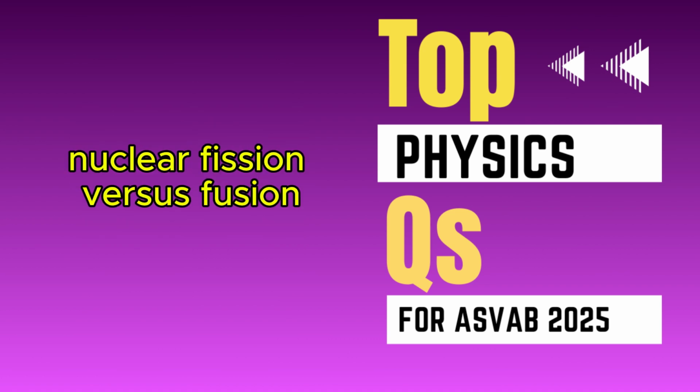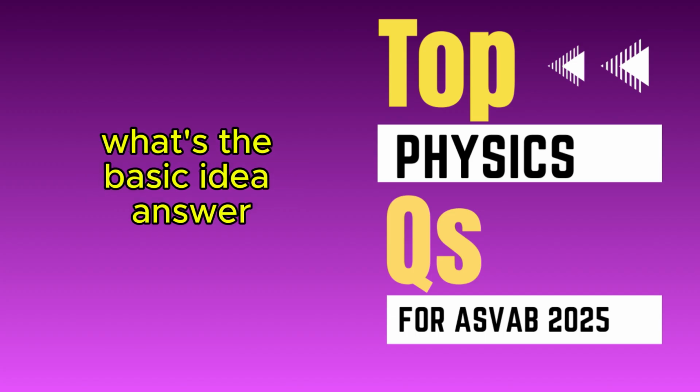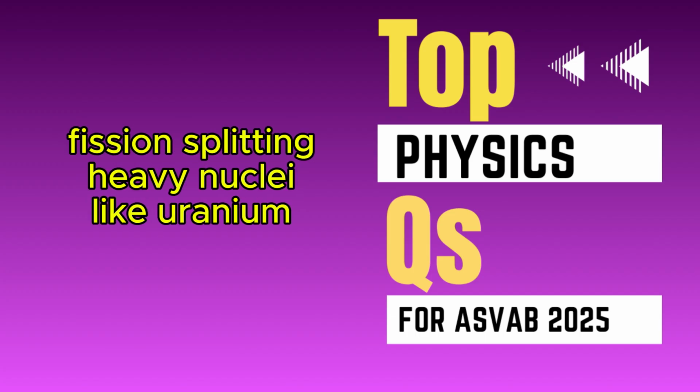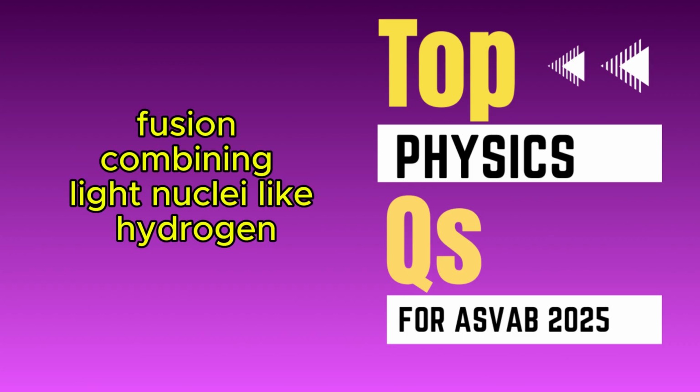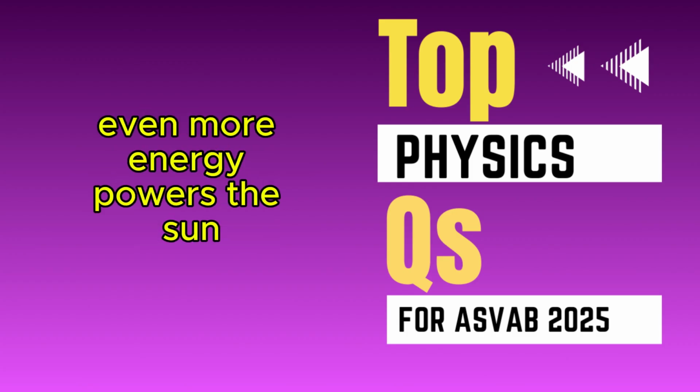Next, 68. Nuclear fission versus fusion. What's the basic idea? Answer: Fission, splitting heavy nuclei like uranium, lots of energy. Fusion, combining light nuclei like hydrogen, even more energy, powers the sun.